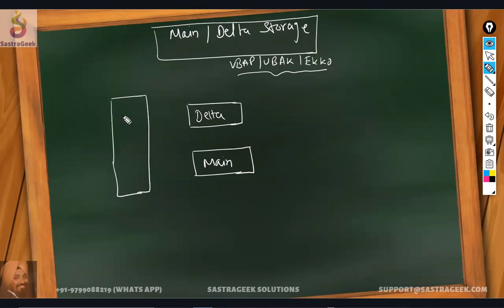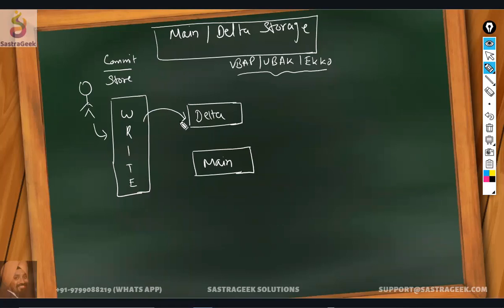When a user comes with a write command, it needs to store some data. It needs to do a commit transaction. What happens as soon as the transaction gets committed, where does it go? It goes to the delta storage.